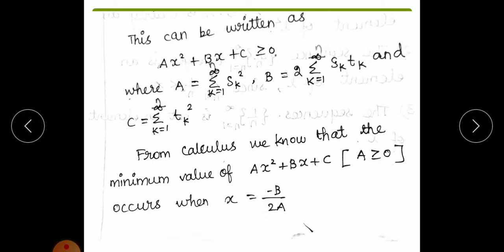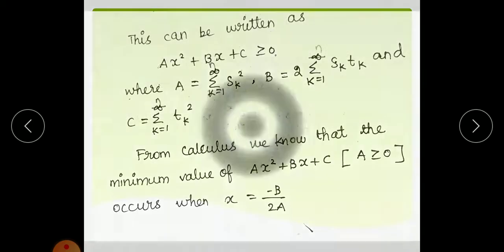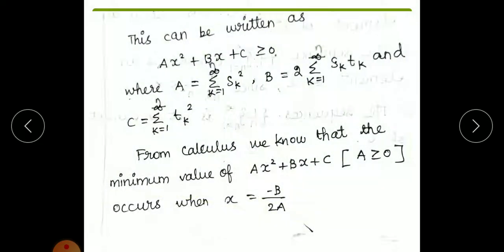Now from calculus we know that the minimum value of ax squared plus bx plus c, where a is greater than or equal to 0, occurs when x is equal to minus b by 2a. So we should find the value of x here. Let us take ax squared plus bx plus c as f of x, then f dash of x is 2ax plus b, and equate it to 0. So 2ax plus b equal to 0, and from that x is equal to minus b by 2a. Now we set x equal to minus b by 2a in ax squared plus bx plus c greater than or equal to 0. Substitute for x in the a term and in the b term, plus c, which is greater than or equal to 0 as per the previous step, with a greater than or equal to 0 and the whole term greater than or equal to 0.